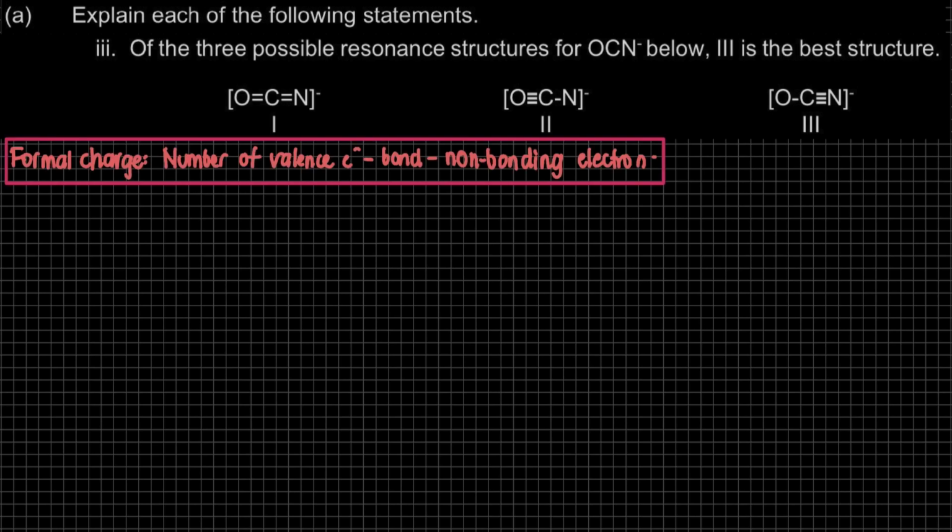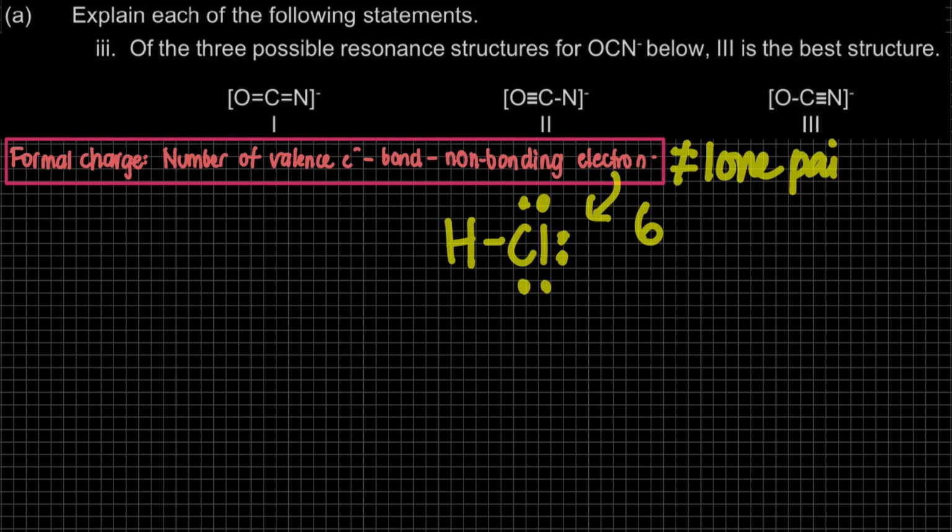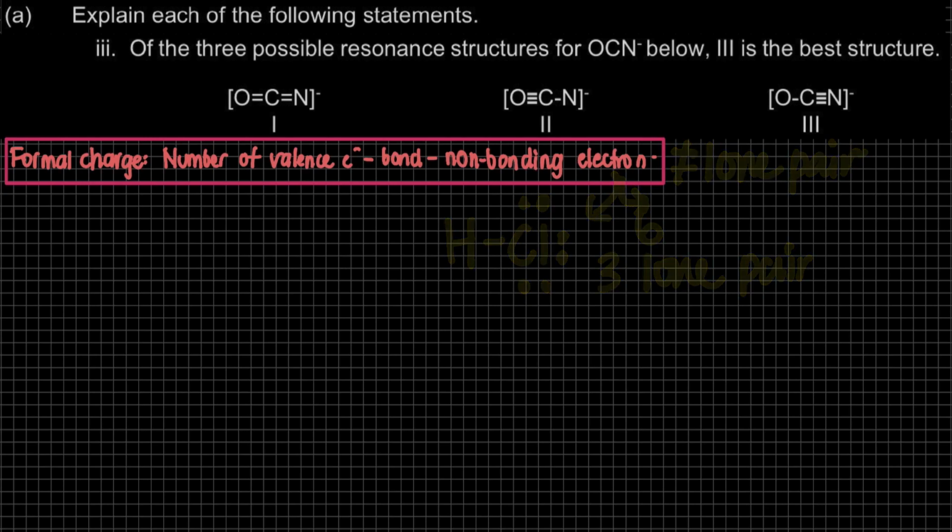Formal charge is the number of valence electrons minus number of bonds minus non-bonding electrons. Okay, again, how do we calculate non-bonding electrons? For example, if I have my HCl here, the non-bonding electrons for HCl is 6. 1, 2, 3, 4, 5, 6. Non-bonding electron is not the same as lone pair. Calculate how many electrons lah. For example, for the chlorine we have 3 lone pairs, but how many non-bonding electrons? Non-bonding electrons is 6.